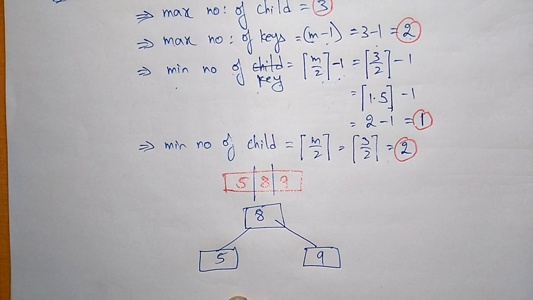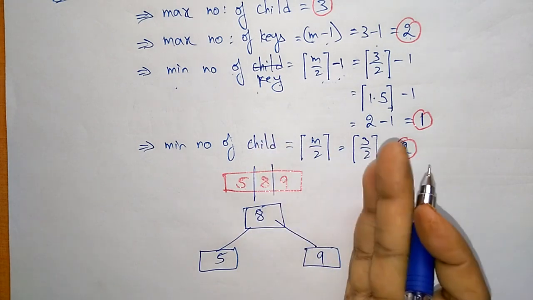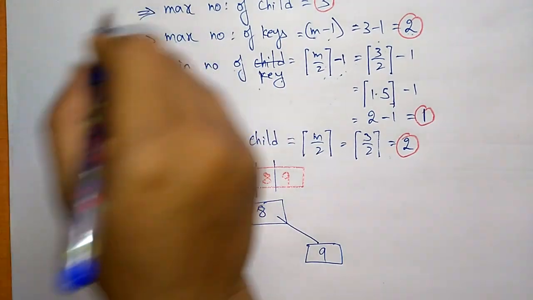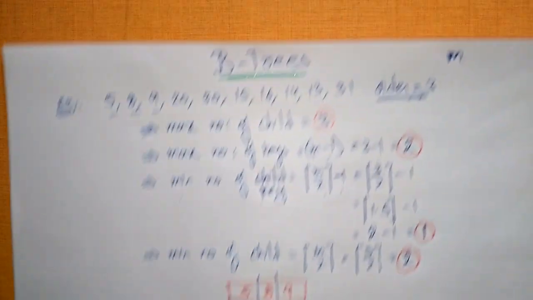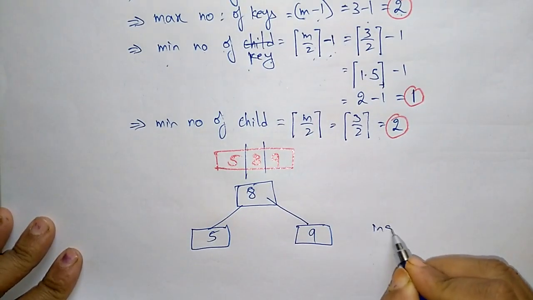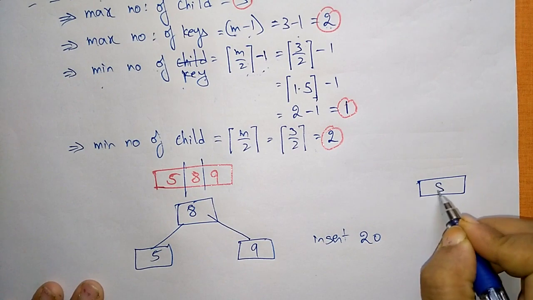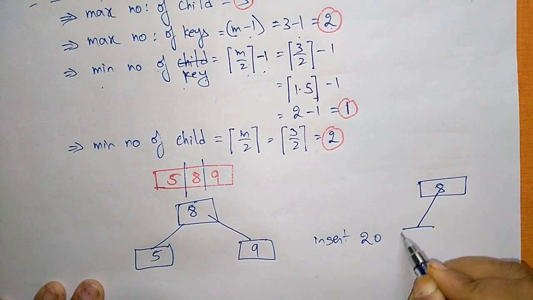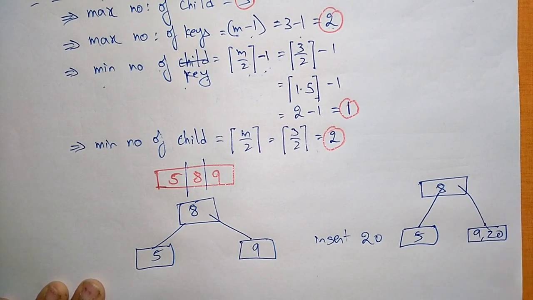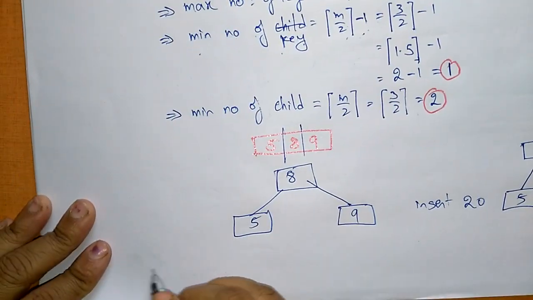One thing to note is that the left child should be less than the root and the right child should be greater than the root. Okay, so now 5, 8, 9 are all inserted. Now insert 20. 8 is the root, 5 is the left child, and here I inserted 9 and 20. Okay, so what is the next number? Insert 30. Now I want to insert 30.